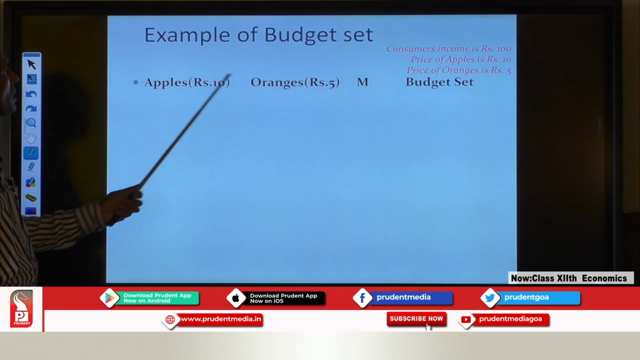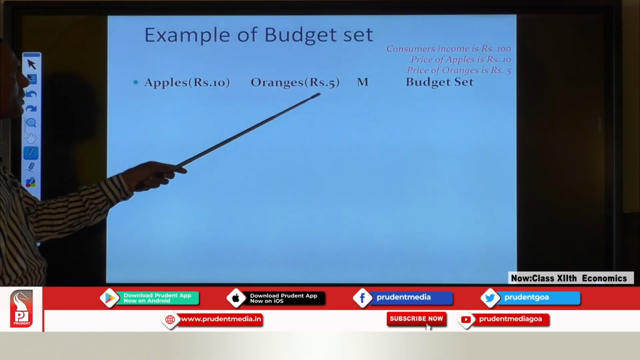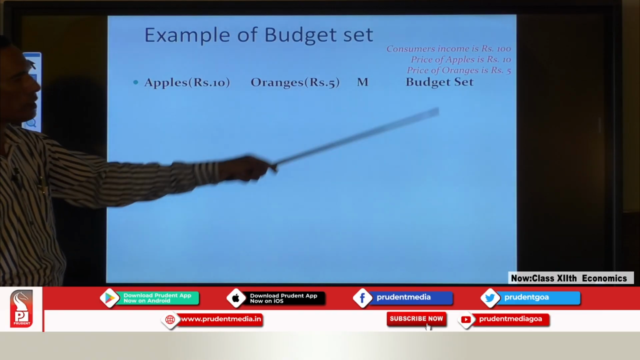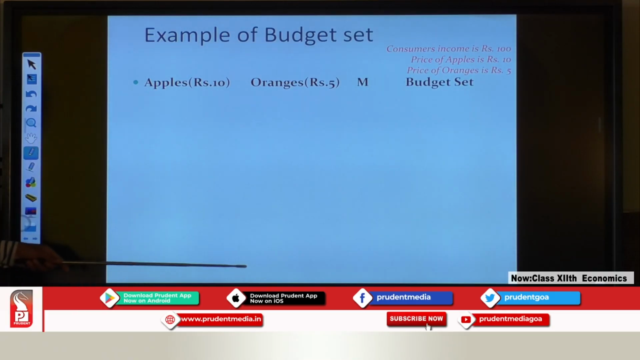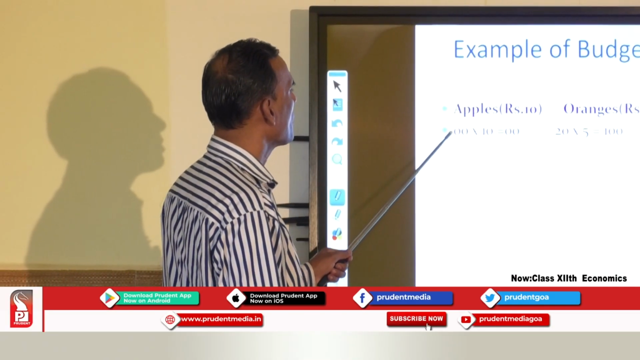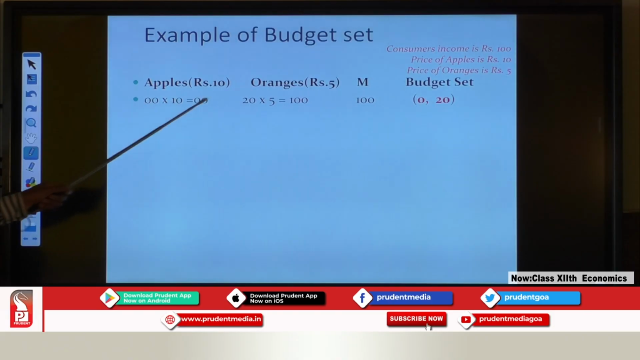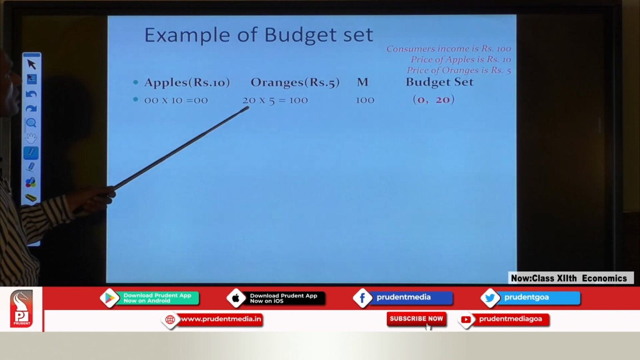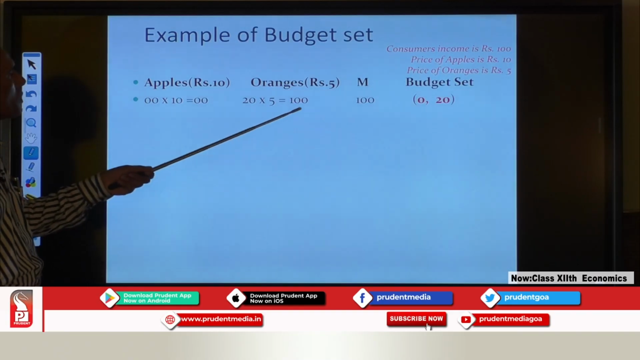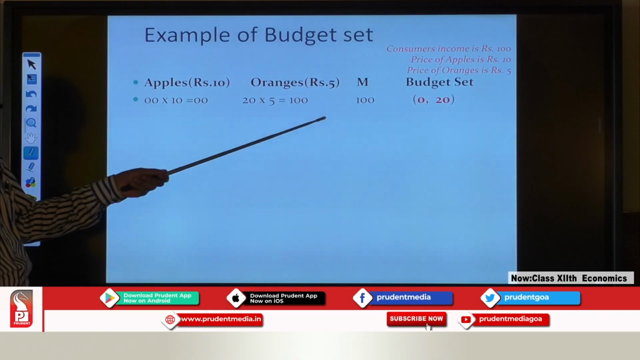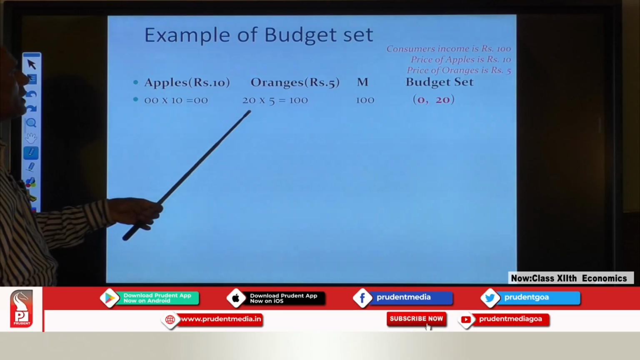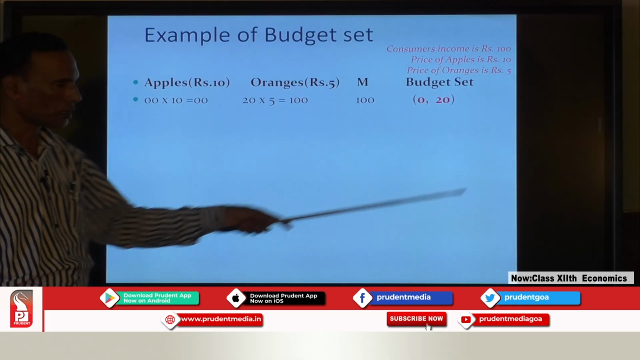Apples, oranges, apples costing 10 rupees, oranges 5 rupees. M represents the income of the consumer, and here I am going to write down the values of the budget set. I am buying only oranges, so no apples, so it will give 0. I am buying 20 oranges costing 5 rupees each, so 20 into 5 will give 100. Your income is 100, so the budget set is 0 and 20.